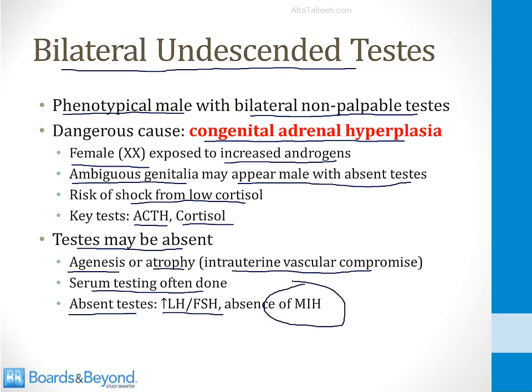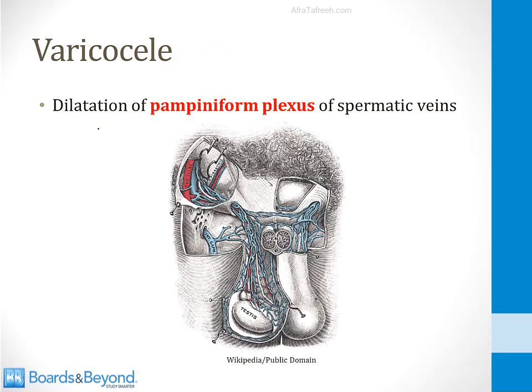A final clinical situation where temperature effects on the testes are important is in varicoceles. A varicocele is a dilatation of veins in the scrotum. Specifically, it's a dilatation of the pampiniform plexus of the spermatic veins. If you look at this picture on the screen, you can see that the veins in the scrotum form this web of structures here. That's called the pampiniform plexus. And if a portion of that becomes dilated, that is called a varicocele.